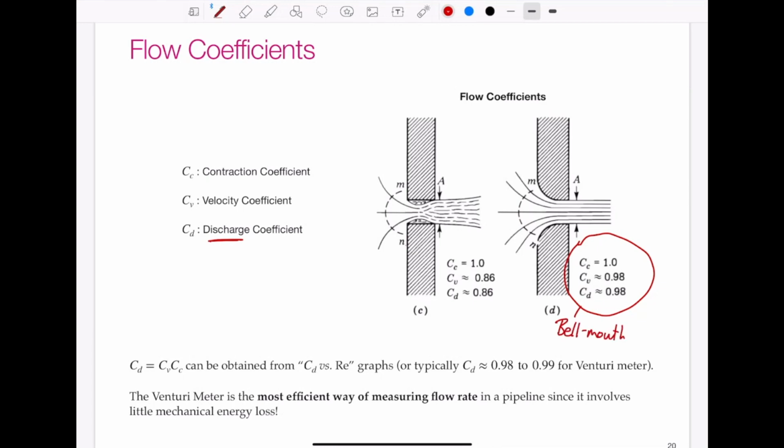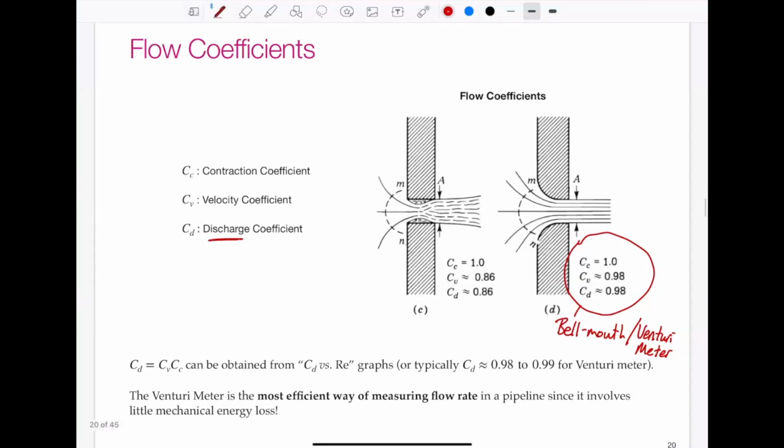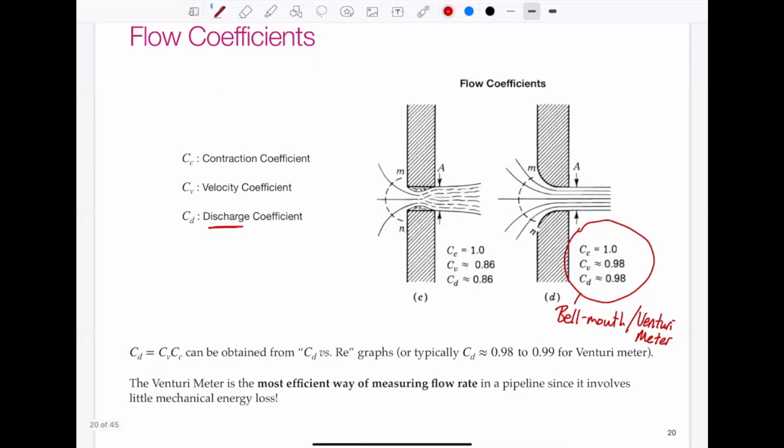So this would be a bell mouth and Venturi meter. We tend to have values around here. So we don't need to worry too much about what these values mean and how we calculate them, but I just want you to know that they exist.